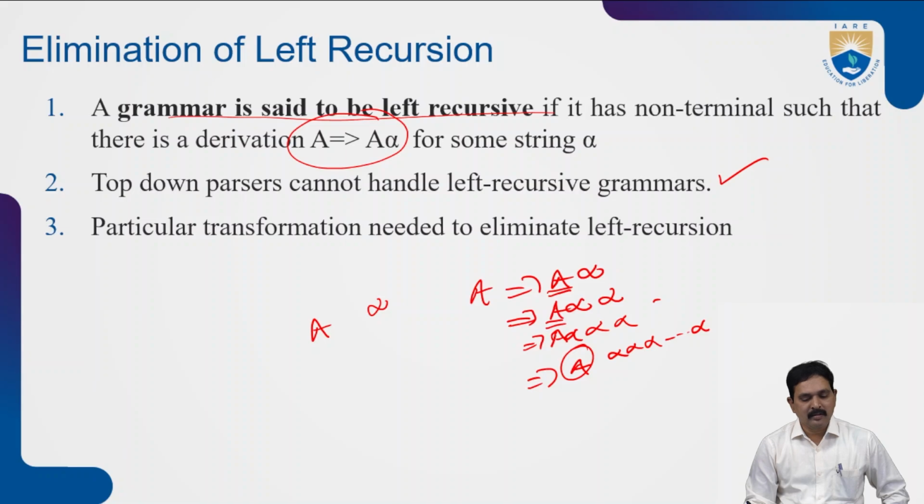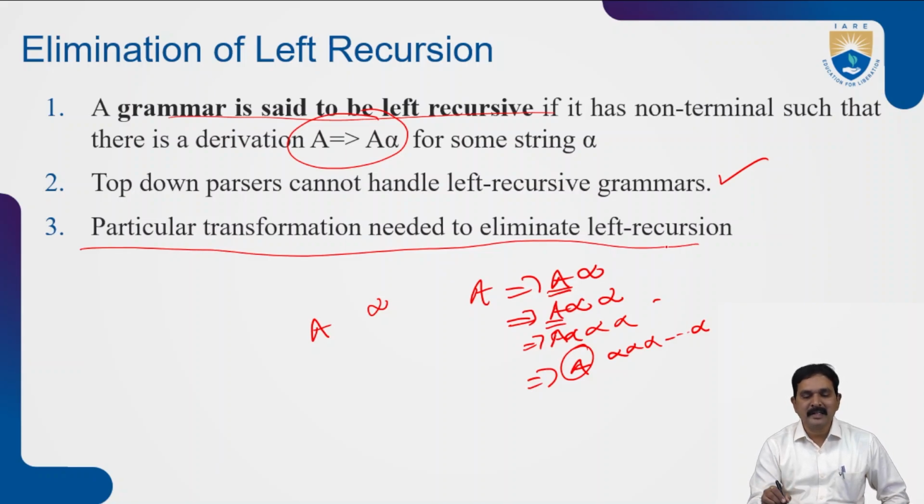After that, we are going to apply a transformation technique for removing left recursion. This particular transformation is needed to eliminate the left recursion. Then you can make use of the resulting productions without left recursion. We can easily apply the top-down process after eliminating the left recursion from the existing grammars. So that is what we discuss today.